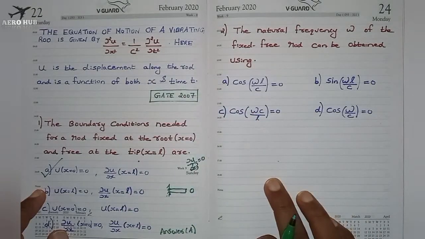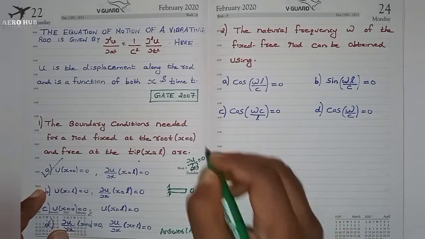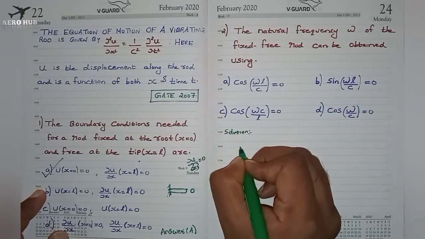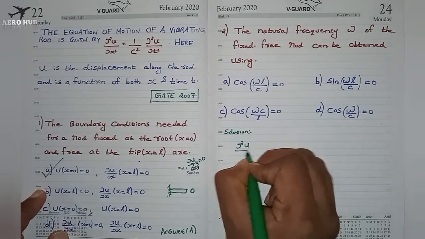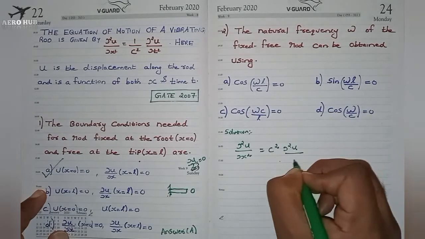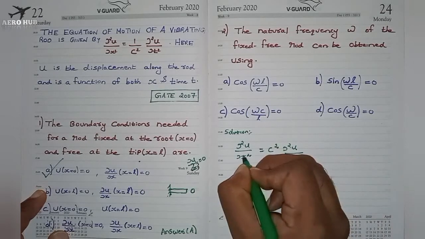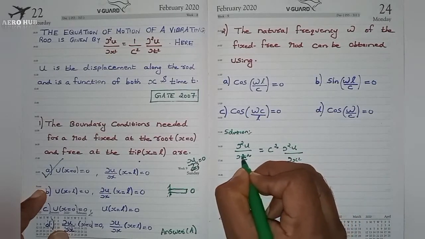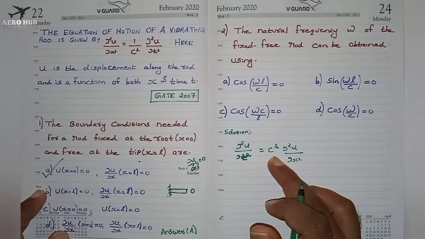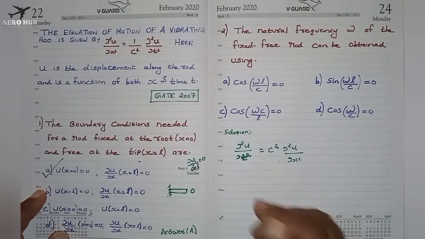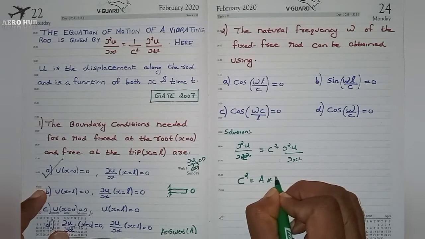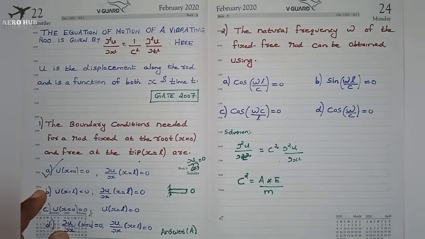To solve this problem we have to use the equation of motion and the solution for the equation of motion. So I will write the solution. We have the equation of motion, that is ∂²u/∂t² = c² ∂²u/∂x². And here c² is equal to the cross-sectional area times Young's modulus divided by the mass. This is the value of c².